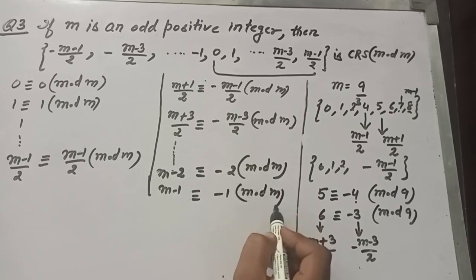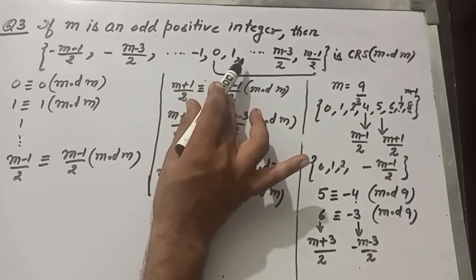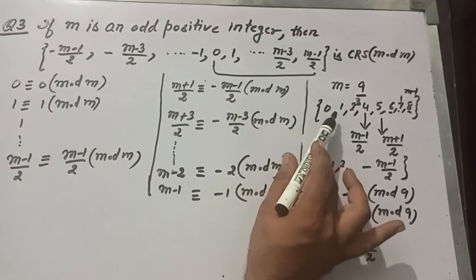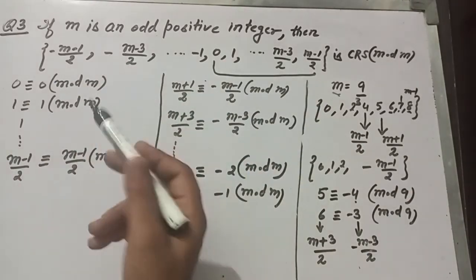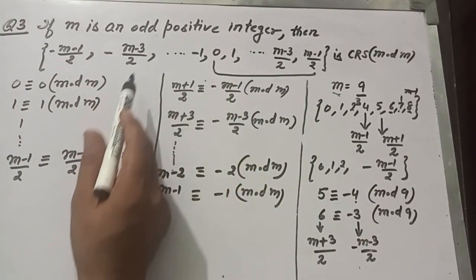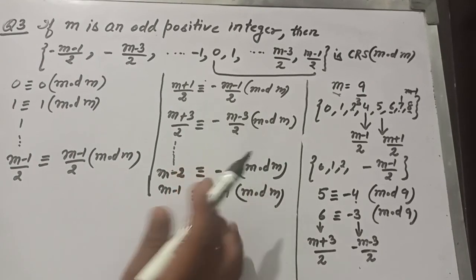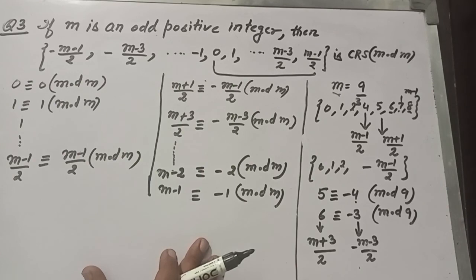Now you can see that this set is nothing but the set of remainders of m in some order. So this set is just a rearrangement of the set of remainders of m. So what we have shown is that this set is a complete residue system modulo m.